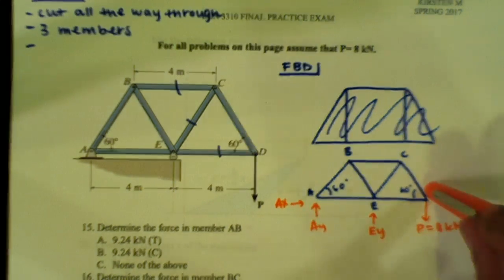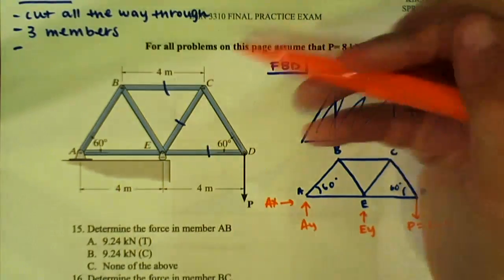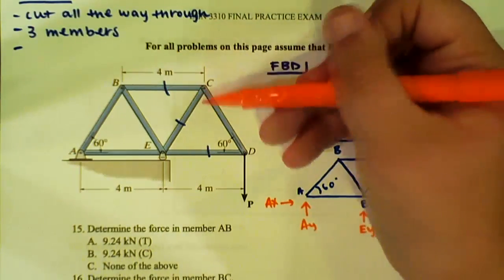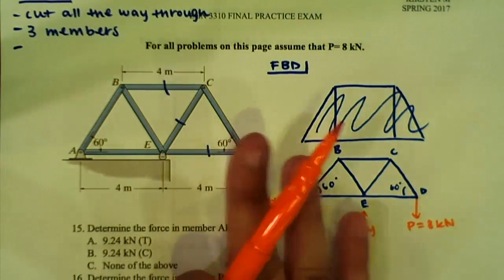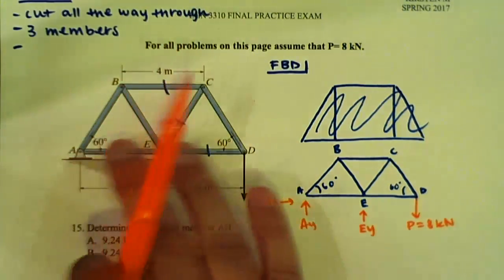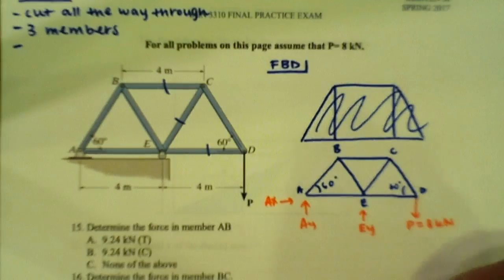From here, we can either do global equilibrium, solve for our support reactions, and then do method of joints, or you could cut it like we did up here through BC, EC, and ED and solve for this side first, and then do method of joints over on the left side. It's really just up to you and what you like to do. For what I did, I just did method of joints, just so you get the hang of it. So let's just go.